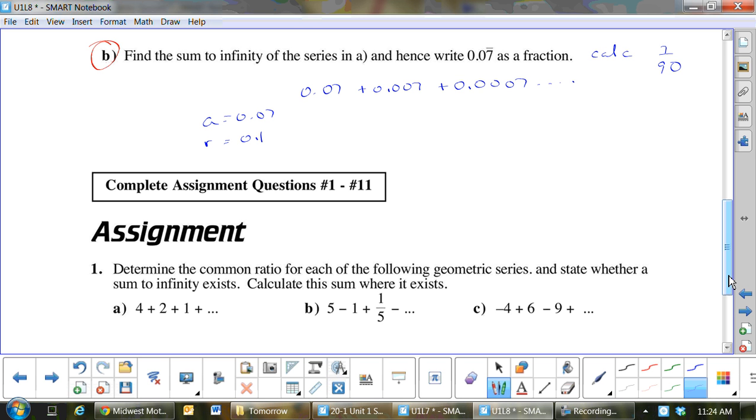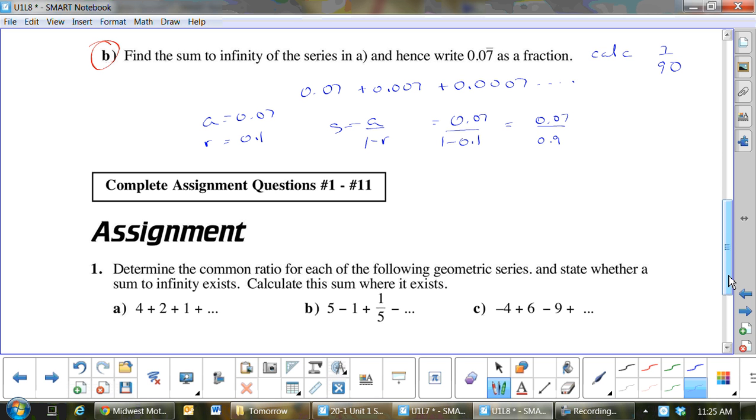Okay, so now I can use my infinite formula to get 7 over 90. So this is how we're going to do it. S equals A over 1 minus R. So A is 0.07 over 1 minus 0.1. This gives you the answer 0.07 over 0.9.